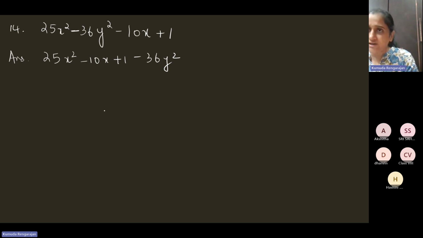10x has what in it? X in it. So you must take 10x with an x term, which is 25x square. Other variable? No other variable, so take a constant with it, and the only constant here is 1. So you must write 25x square minus 10x plus 1 as the first 3 terms. And the last term is minus 36y square. Why didn't we write it first? Because it's negative, don't start with a negative term. So we write it at the end. Now enclose the first 3 terms in a bracket. Yeah, finish it now.